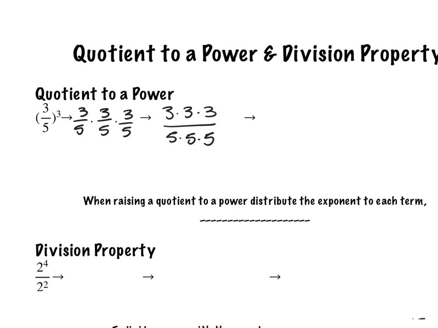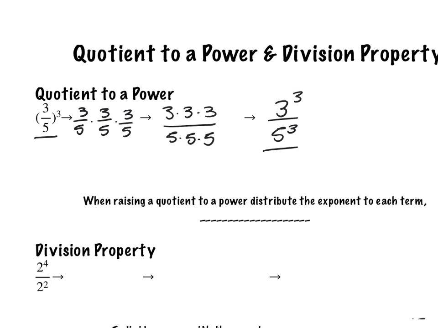But let's write this with exponents. If I do 3 times 3 times 3, that's 3 to what power? The third. And 5 to the third. So what do you notice from what I got here to what I got with my final answer? Where did the exponent go? On both of them, right?